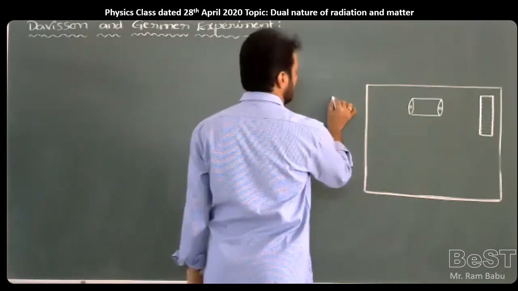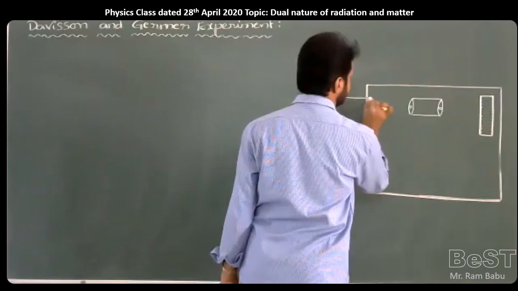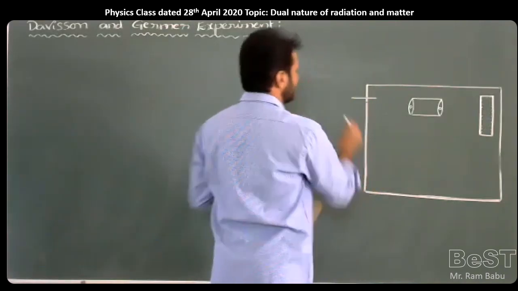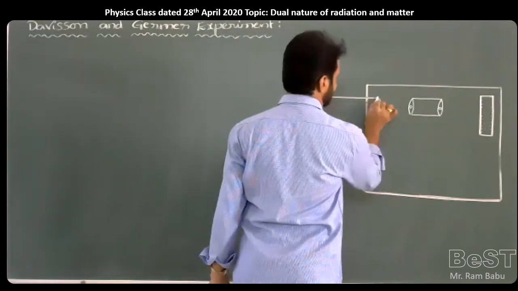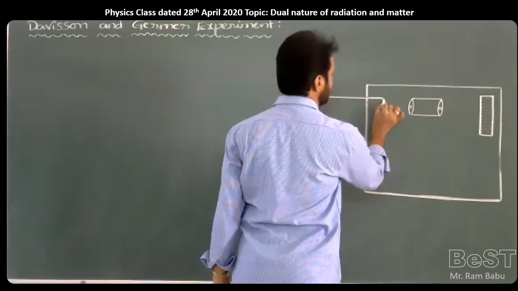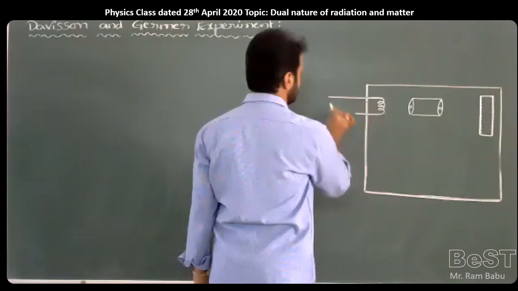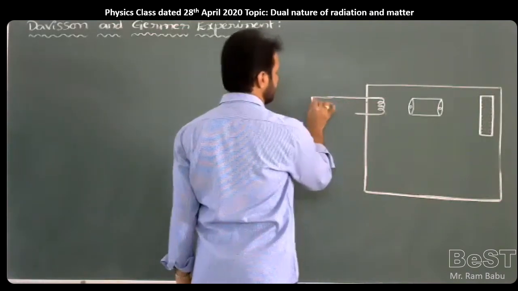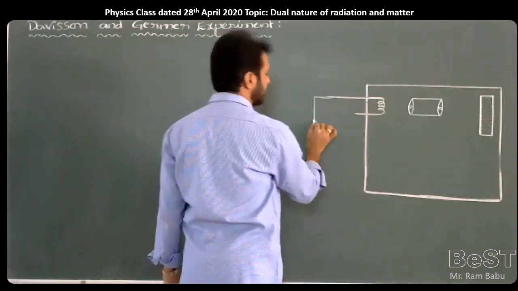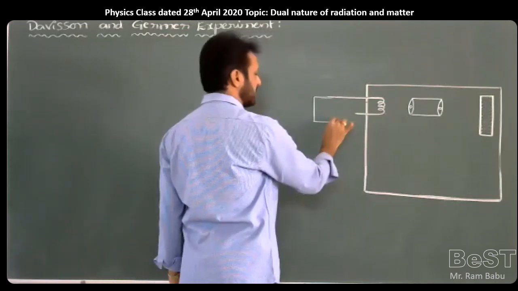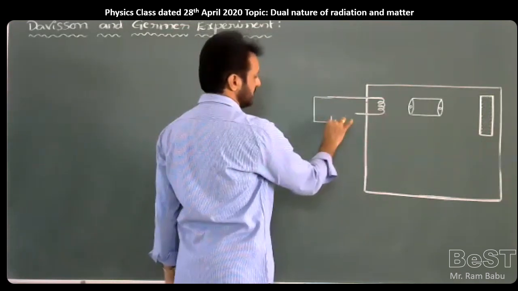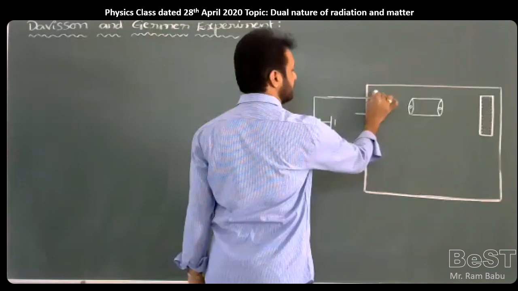Next, here one electron gun. Here, electron gun means we should take a tungsten filament which is coated with barium oxide. It is an electron gun. We should take it like this. Why we are calling it an electron gun is because it can emit or release the electrons. That's why we are calling it an electron gun. So it is equal to filament F.